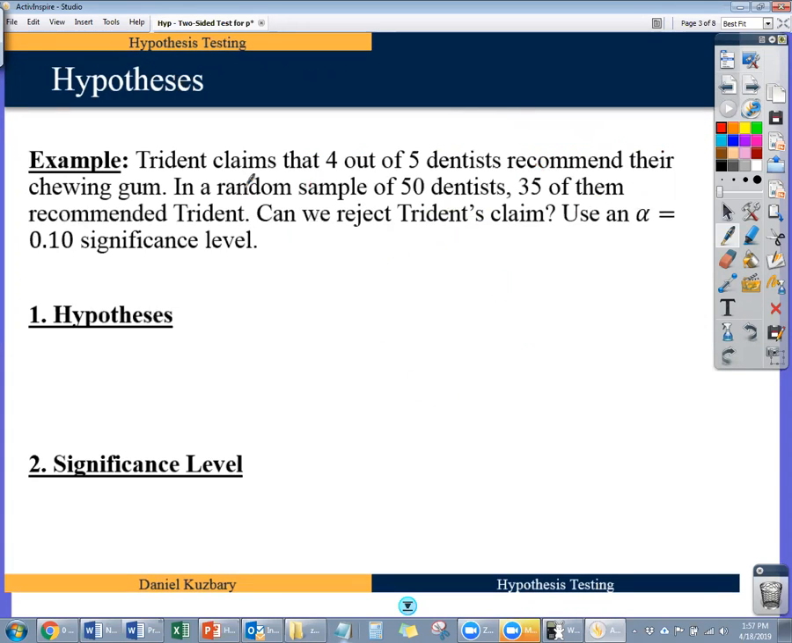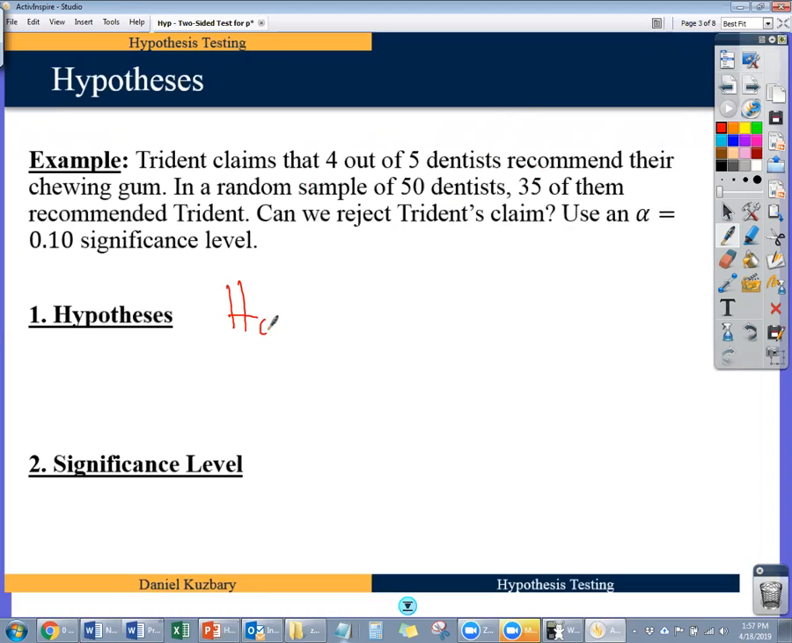So let's start by testing this claim. Trident claims that 4 out of 5 dentists recommend their chewing gum. In a random sample of 50 dentists, 35 of them recommend Trident. Can we reject Trident's claim using an alpha equals 0.10 significance level? So we're testing the age-old tale that 4 out of 5 dentists recommend Trident. This is our sample size, and we can find our sample proportion as well. But let's start with the hypothesis.